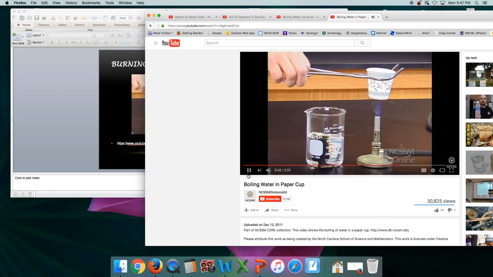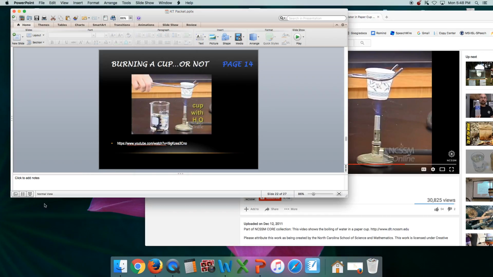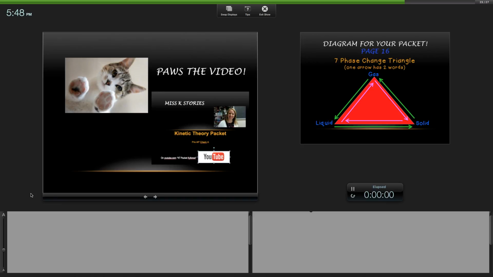So with your group, I want you to be thinking about what is going on. How come this paper cup doesn't burn when it's full of water, and why does this one burn when it's full of air? Your hint is that it has something to do with specific heat capacity. What's really absorbing the heat, and what must be different about those specific heat capacities? All right? Excellent. Once you have a handle on that, go ahead and pause the video, asking for any help as needed. Check back in when you get to page 16 about the phase change triangle.